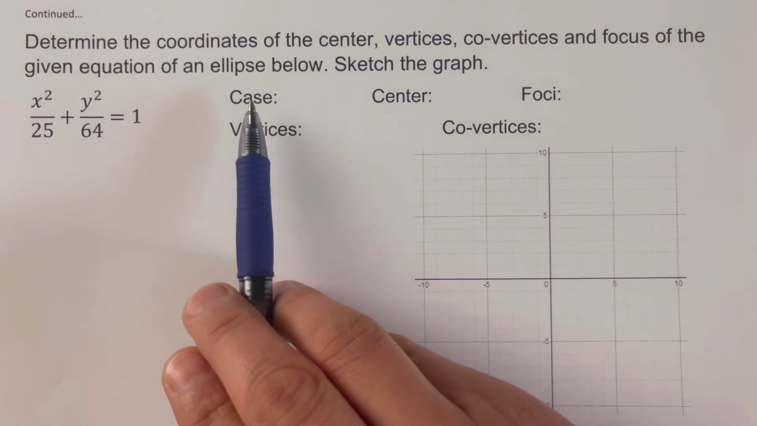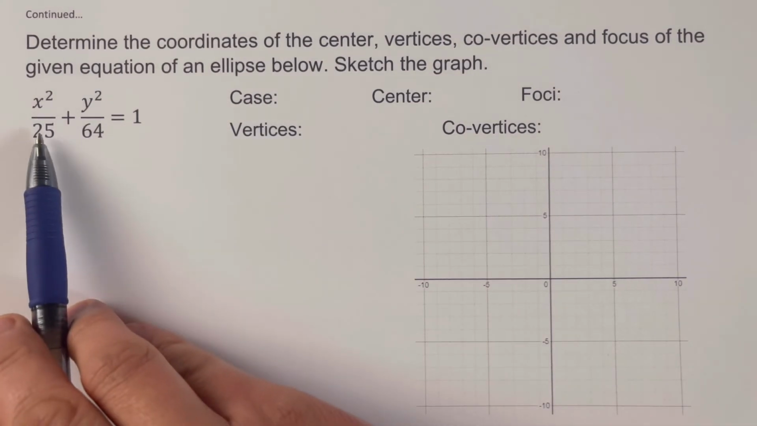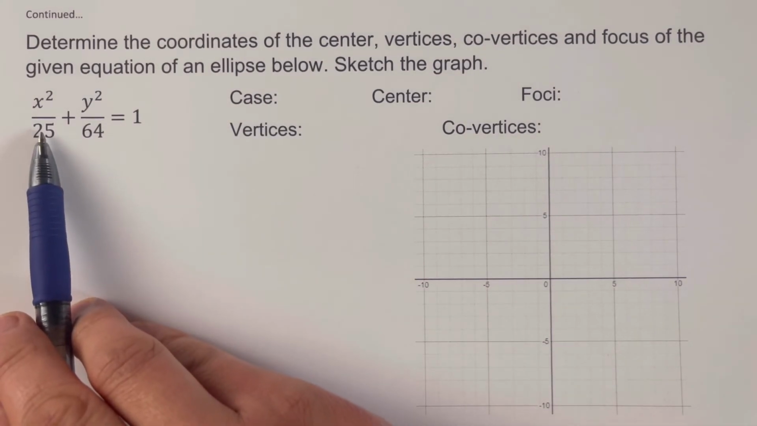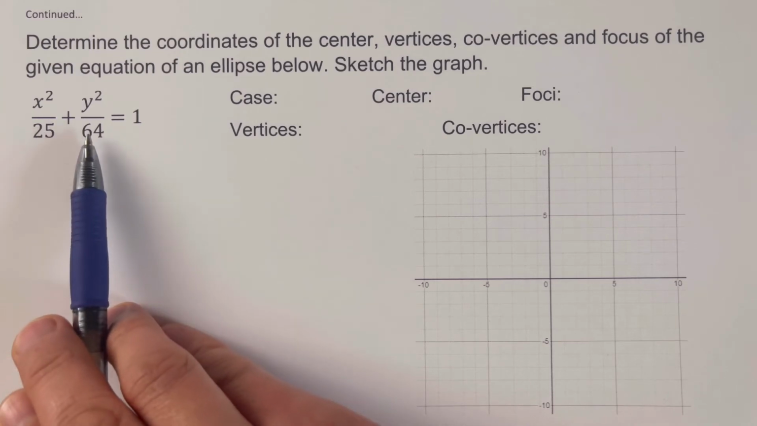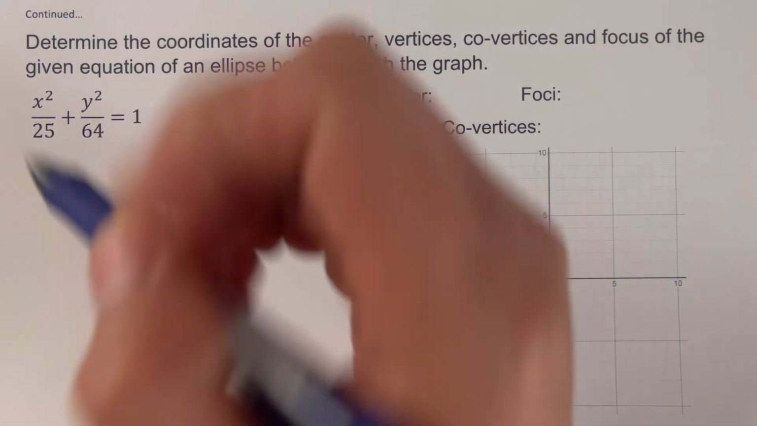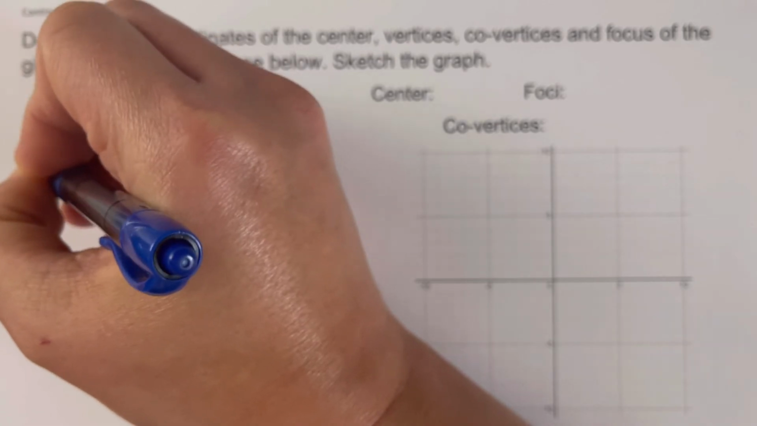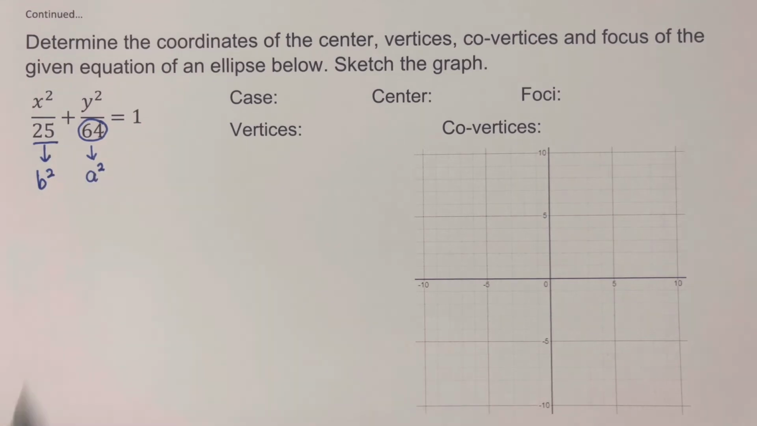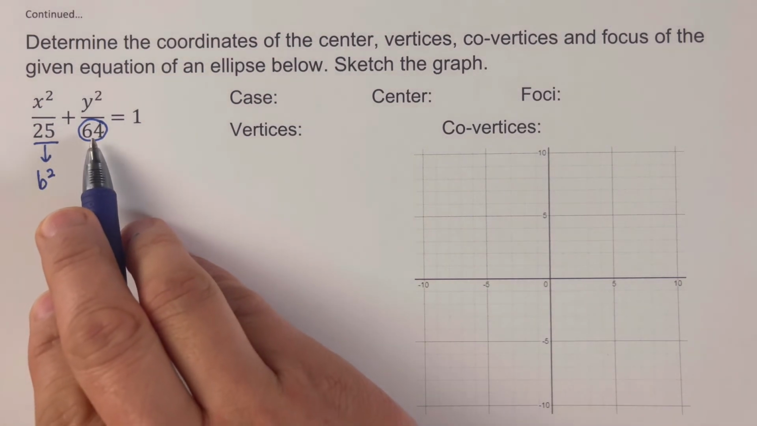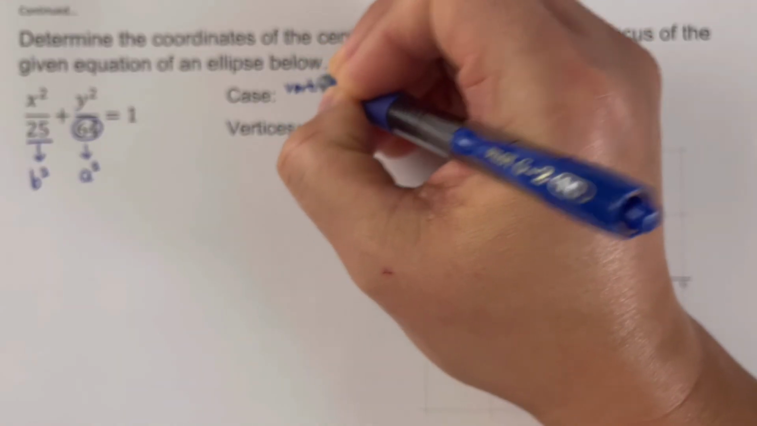Again, to determine what case number this is, we'll look at the value on the denominator of both x squared and y squared. We see that 64 is a bigger value than 25, so that we can go ahead and say that this is actually our a squared. And so that means that this 25 is our b squared. Since our a squared, or the bigger value, is under the y, we can go ahead and say that our y again is either up and down. So then we say that this is a vertical ellipse. I'm going to write it down here.